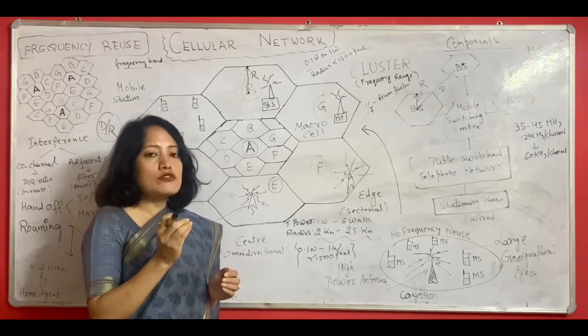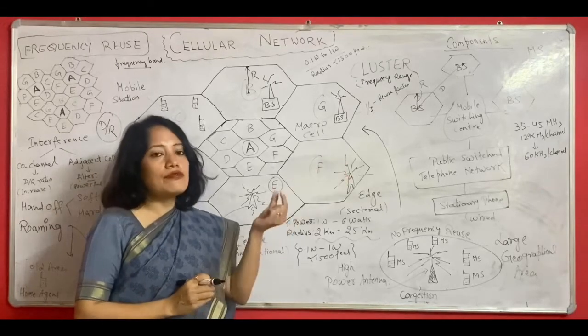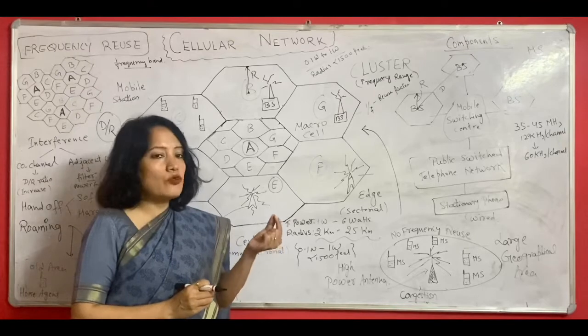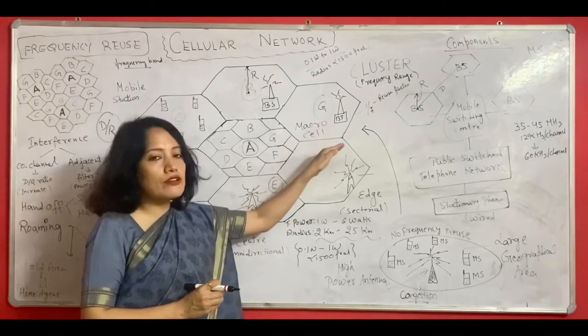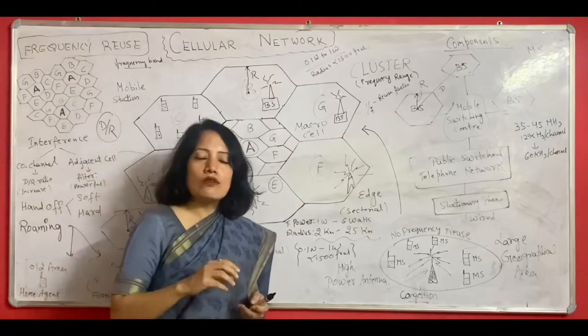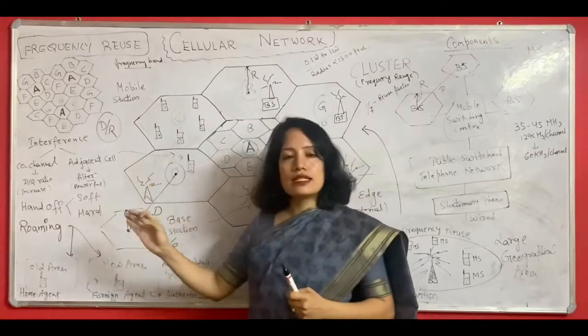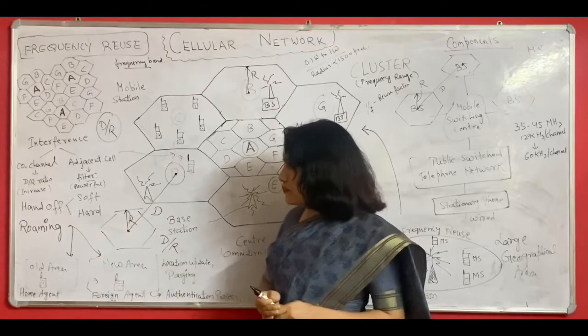and one very important factor over here is the use of an improper filter. If in the receiver the filter is not proper, and is not able to filter the frequency coming from this base station, then the interference might occur. So by using proper filters in the receivers, this adjacent cell interference can also be reduced.